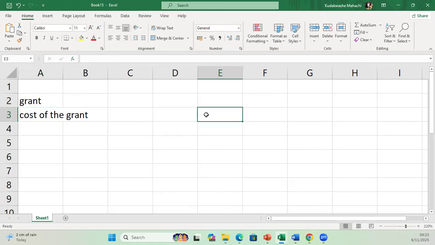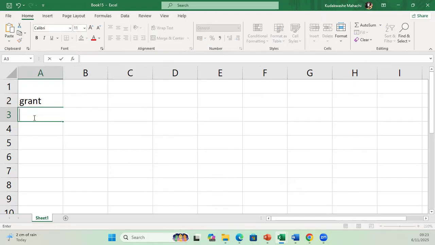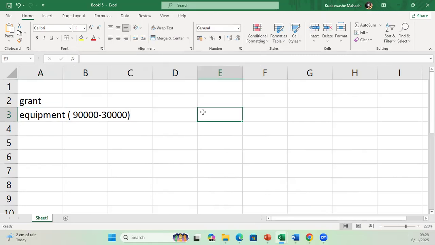So the cost of the grant, not cost of the grant as such, the grant was for equipment and it's the cost of equipment. So the cost of equipment was 90,000. Then we deducted the grant from costs. So it means we had recorded a cost of 60,000.